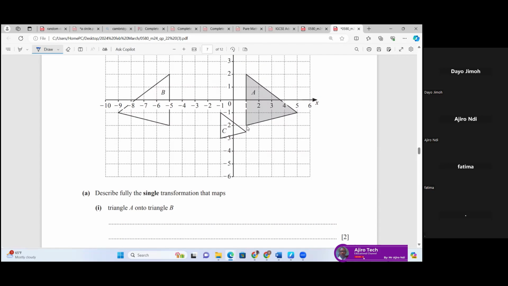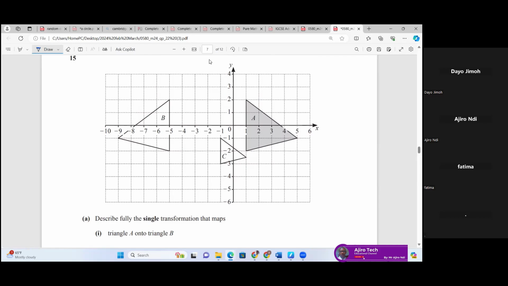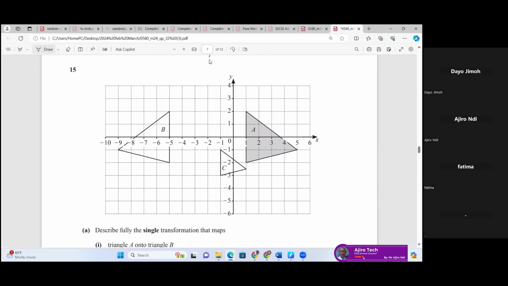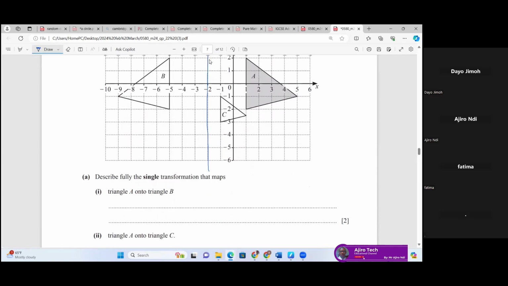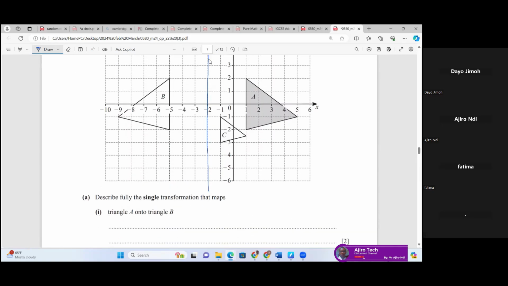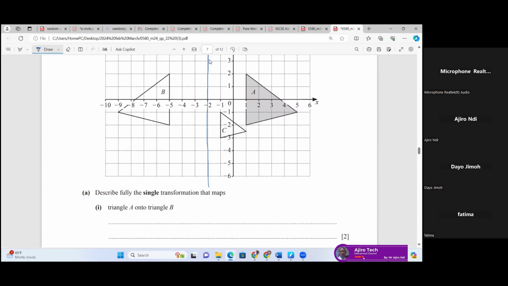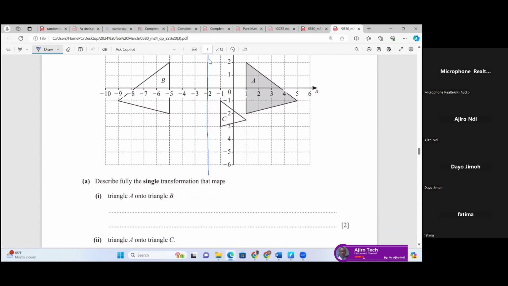Look at triangle A, look at triangle B. This line here and this line here are the same length. This is most likely a mirroring question. It's going to look for a line of reflection. This is a reflection question, therefore my solution is along this line. So I'll say reflection in the line x equals minus 3.